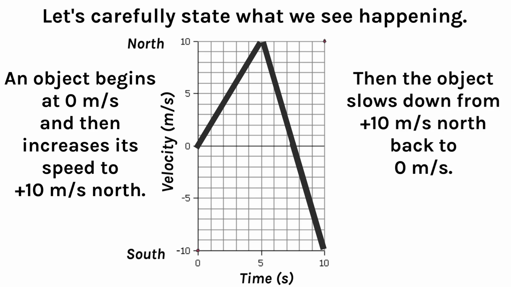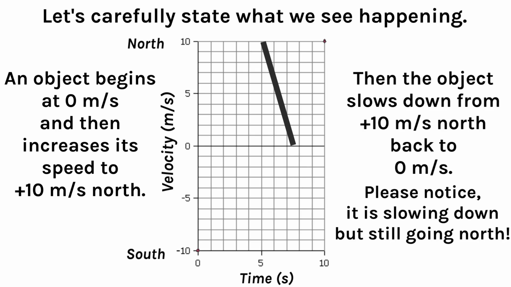Then the object slows down from 10 meters per second north back to 0 meters per second. Please notice it is slowing down but still going north in this section of the graph.